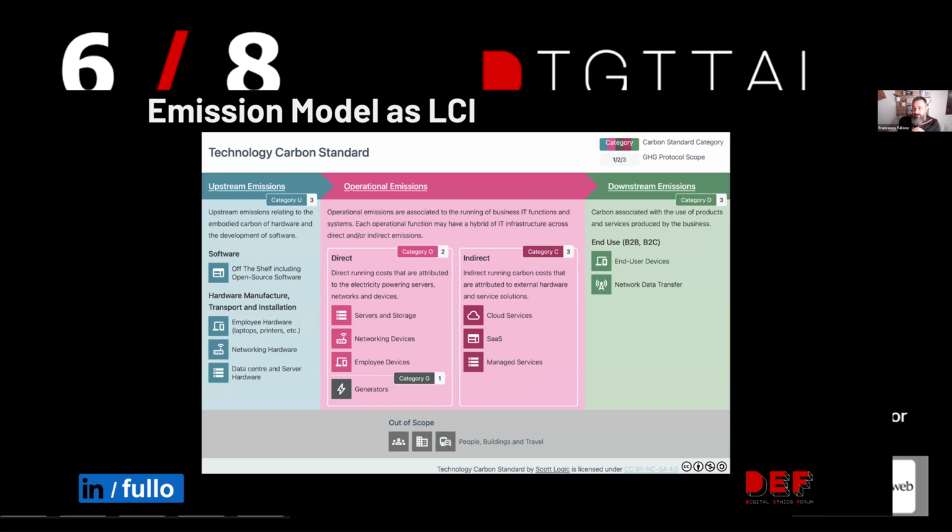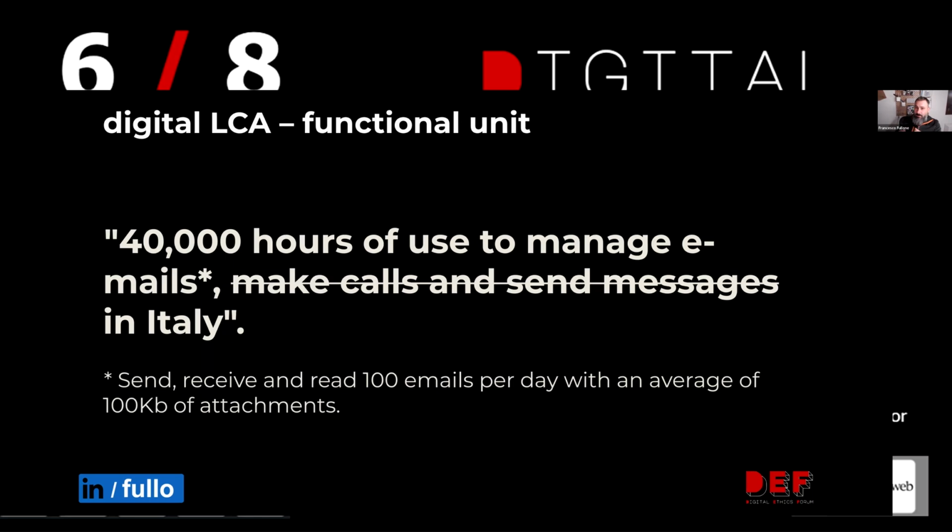We know an email service is not only inside the end user device, but it needs a complex system. But for the sake of the talk, let's focus only on the client installed on the smartphone. So we had the previous functional unit of the LCA, and we will update it a little bit to be more usable for the application: 4,000 hours of use to manage emails, where managing email means send, receive, and read 100 emails per day with an average of 100 kilobytes of attachment. So that's it. From here on, we can calculate the impact and the emission of our application.